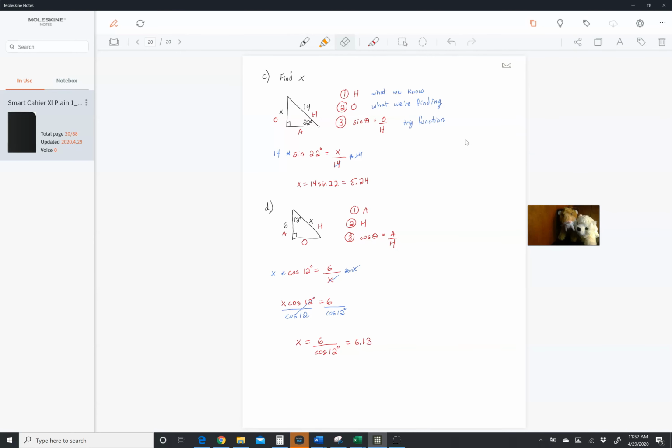And again, what are you doing? You're checking for the reasonableness of your answer. So this is 6. The hypotenuse should be larger. If you're not getting a larger number, you did something wrong. So your answer should be larger. It's not much larger. That's because this angle is so small. Okay, let's do another one.